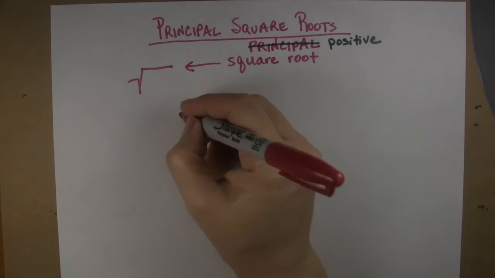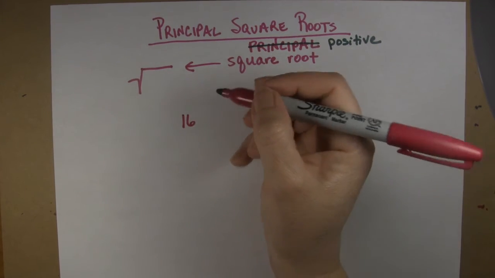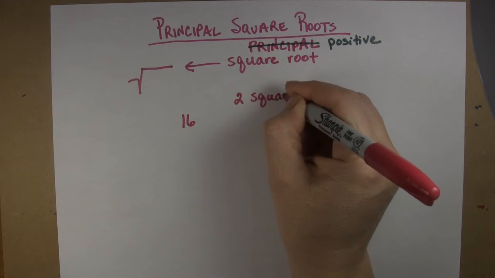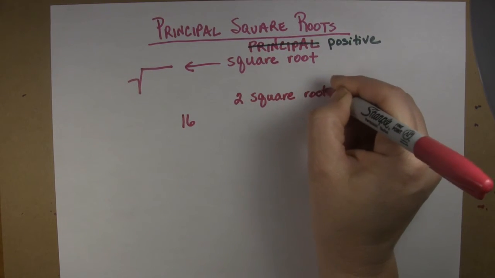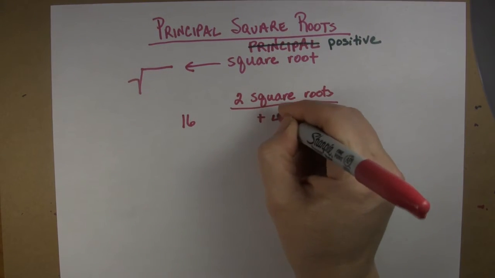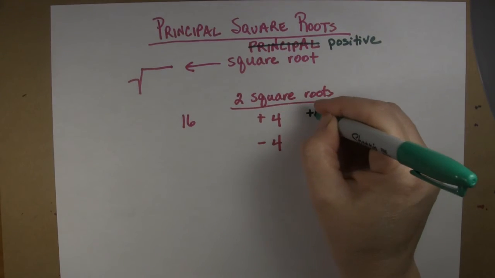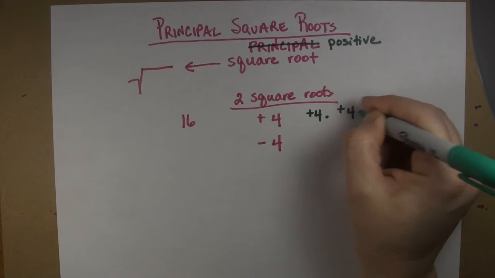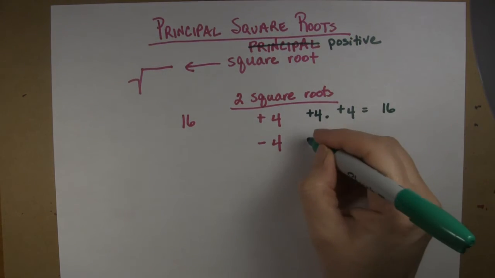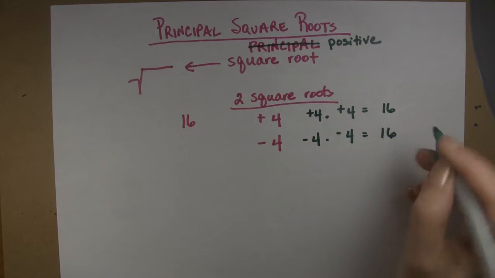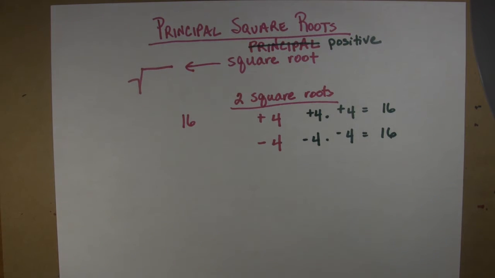So let's take a number. Let's take 16, for instance. And 16 has two square roots. It's got a positive 4 and it has a negative 4, right? Because we could take positive 4 times positive 4 and get 16. Or we could take negative 4 times negative 4 and get 16. So there's two square roots.